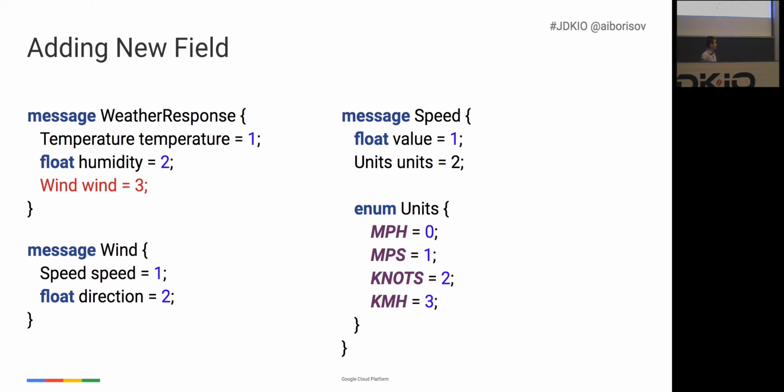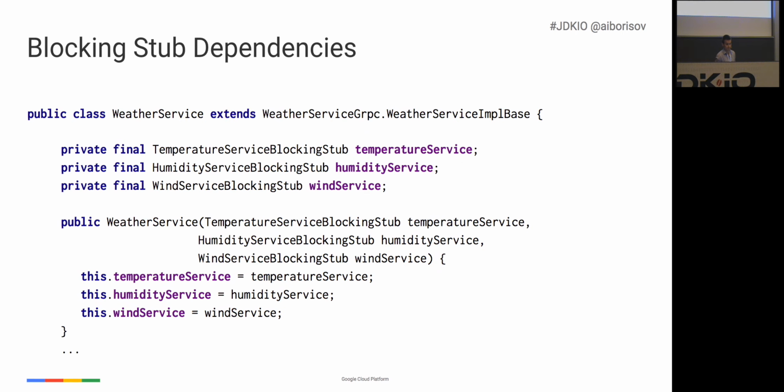But what to do with our existing clients? Our existing clients that can be already deployed in some microservices or mobile clients that don't know anything about this new field. Will they all break? No, they won't, because in Protobuf 3, all the fields are optional. Your old clients, if they don't know about this field, they will just ignore it. They will not fail. They will fail later and for other reasons, not due to gRPC. And this is how Protobuf and gRPC give you backwards compatibility.